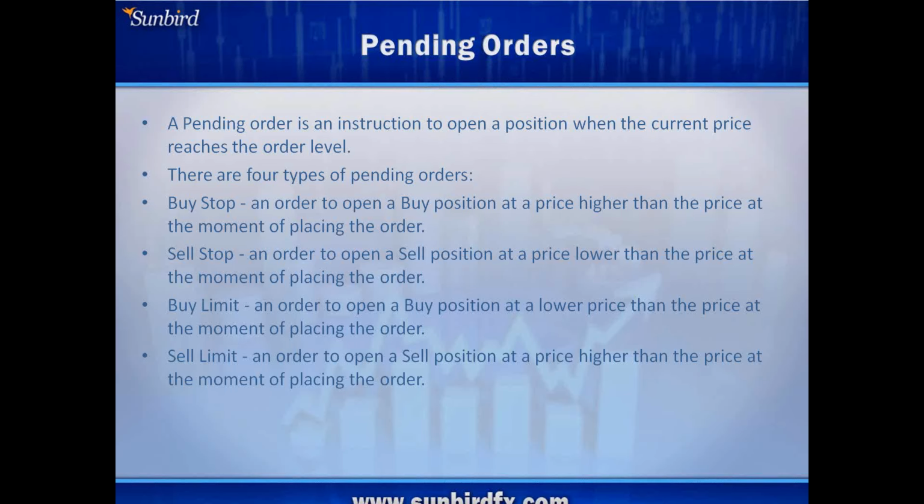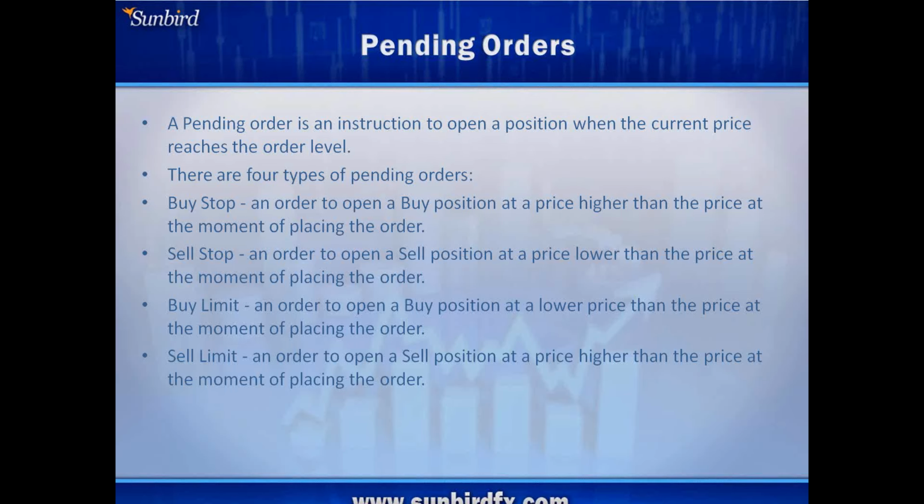Remember, I want you to know exactly what pending orders are and what the 4 types of pending orders are. So let's review that. We have 4 types of pending orders. Our first one is called the buy stop. The buy stop is an order to open a buy position at a price higher than the price at the moment of placing the order. Very simple.